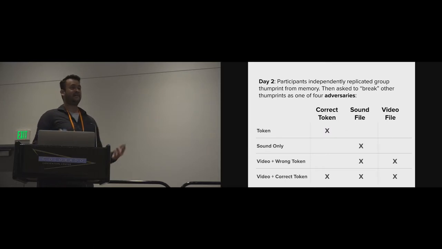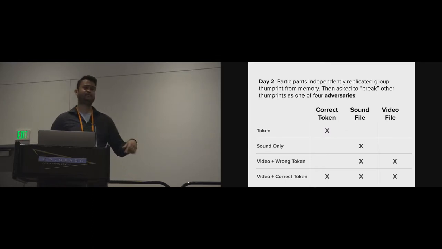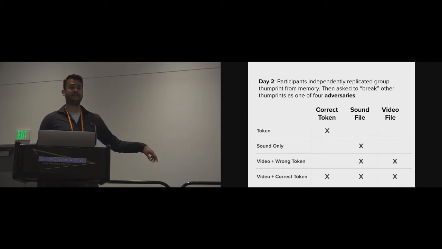Then they came back independently 24 hours later. The first thing they had to do was replicate what they had done the previous day. They were given no memory cues. They had to enter their thumbprint again to see if they could consistently enter it the way they did the previous day. After they had done that, they were asked to break other groups' thumbprints as one of 4 different adversaries.